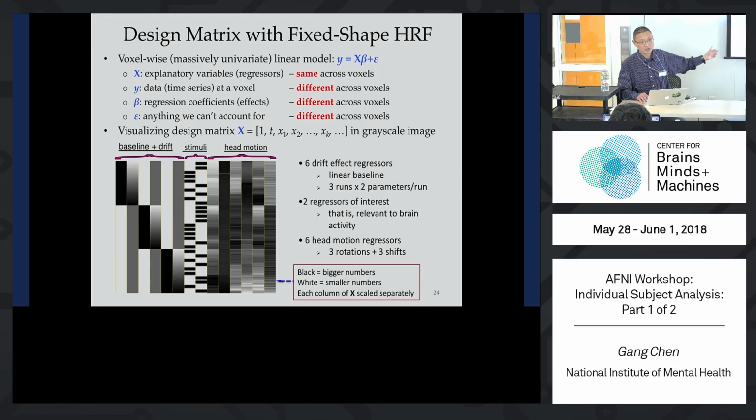So any questions? Yes? I don't understand why the head motion is laid out in these random bands. That's just because you get that from your image, where the motion came from? Yeah, that's how they look, okay.